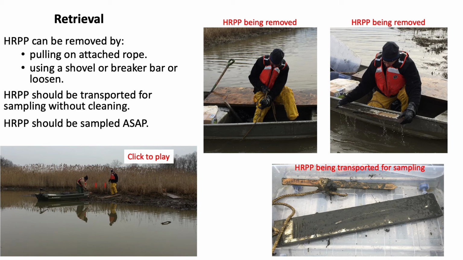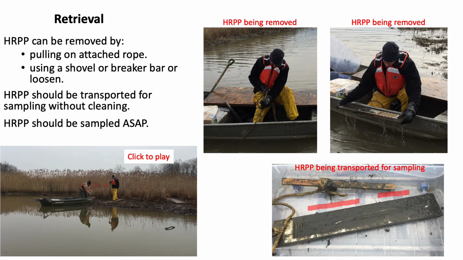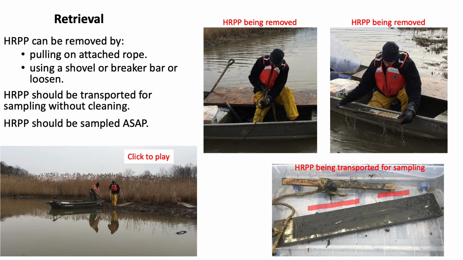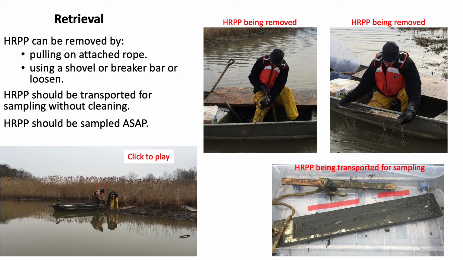pull them. In that case, we recommend that a sharpshooter shovel or a breaker bar can be used to loosen the sampler. And generally what we suggest is that the breaker bar or shovel is put along the short axis, and then the sampler can be slowly wedged back and forth while someone else pulls, which allows the vacuum to be released and the sampler to be removed.